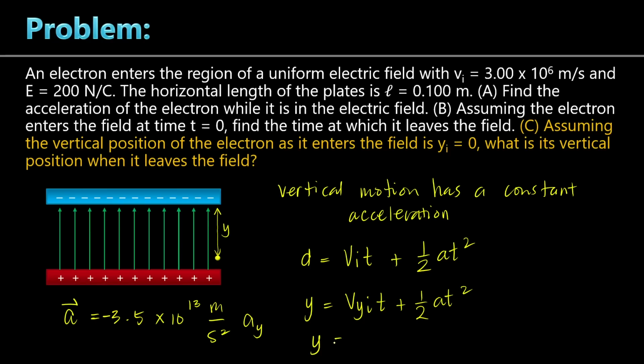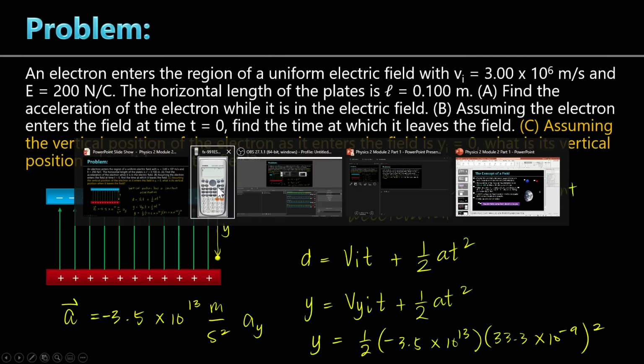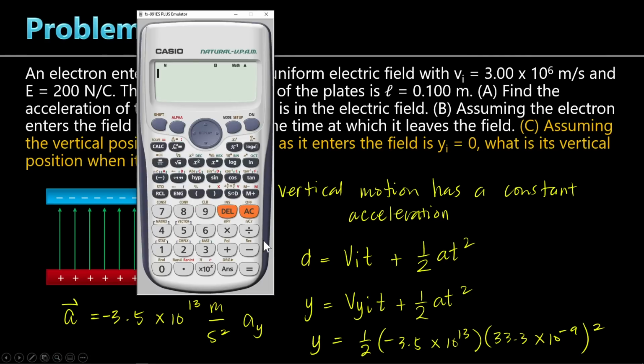Diba? Y is equal to 1/2 times yung A na negative 3.5 times 10 raised to 13 times yung time na 33.3 nanoseconds. Diba? Yung sagot natin kanina. And don't forget to square. Pero, pag nag-compute tayo sa calculator, ang ilalagay natin is yung sagot natin kanina nakastore sa calcu. Para hindi tayo nag-round, mas accurate yung makukuha nating sagot.